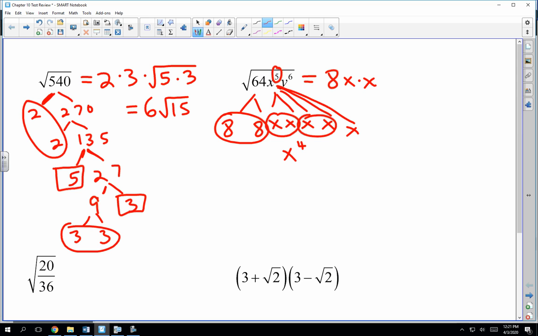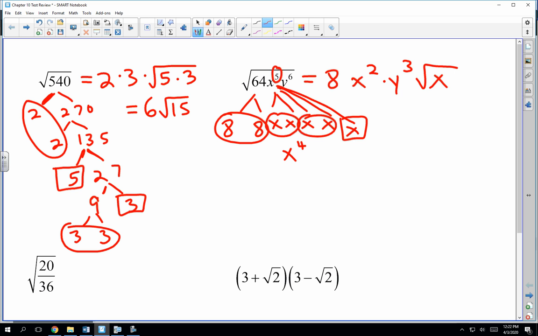The y to the 6th, if you can picture 3 pairs of y's, we're going to end up with y to the 3rd on that one. And like I said, this x and x will become x to the 2nd. And then I still have a square root of x left over. It's this guy right here that does not have a pair. It ends up staying underneath the radical.